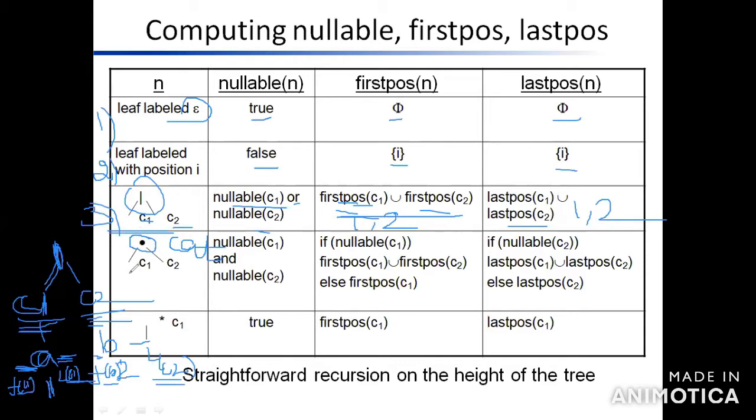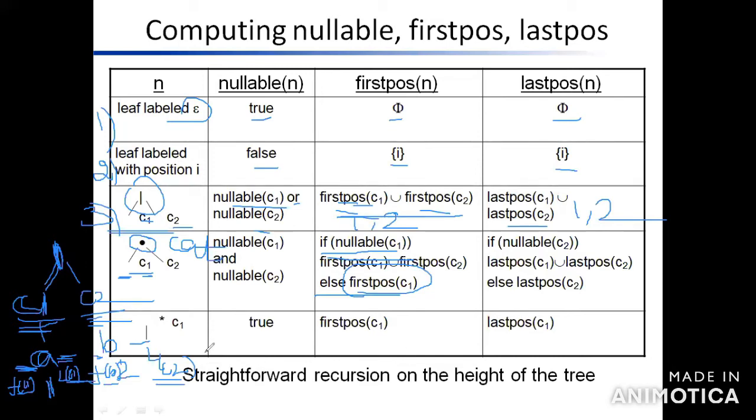So what about the cat node? The same thing. For C1, the left child, and C2, the right child, the same first position and last position are considered, with the same procedure for all nodes. Now, how to calculate the first position: if C1 is nullable, you merge the first position of C1 and the first position of C2. If the node is not nullable, you write only the first position of C1.